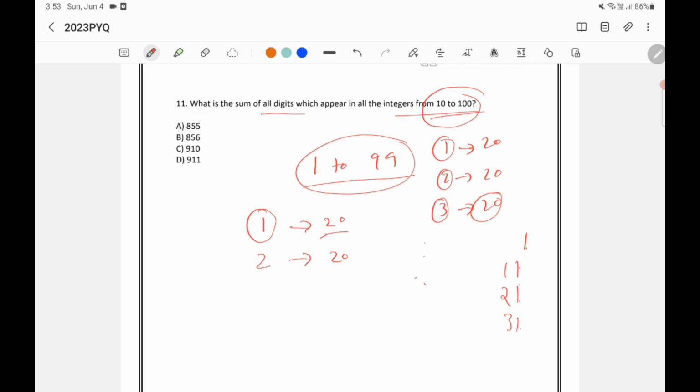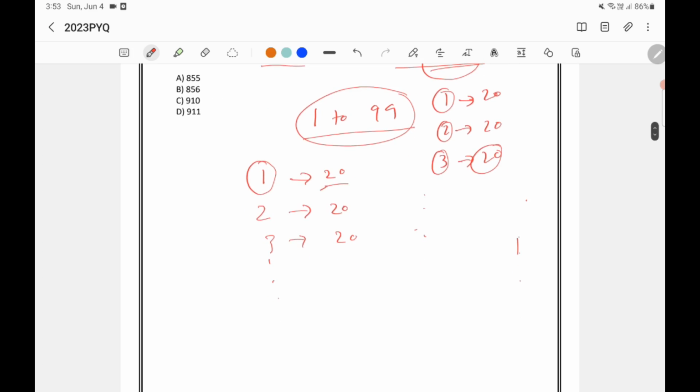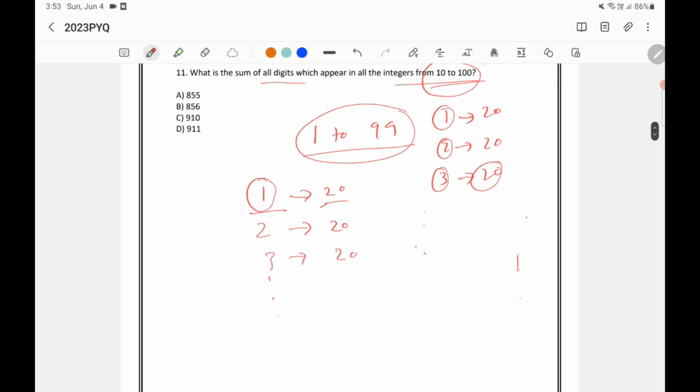Okay. So in this way, 3 will also come 20 times from 1 to 99. All the digits will come 20 times. So we need to add all these digits now, right? So how much will come? 1 is coming 20 times, that is 1 into 20. 2 is coming 20 times, that is 2 into 20. 3 is coming 20 times, sum is 3 into 20. In this way, finally 9 is also coming 20 times, that is 9 into 20.